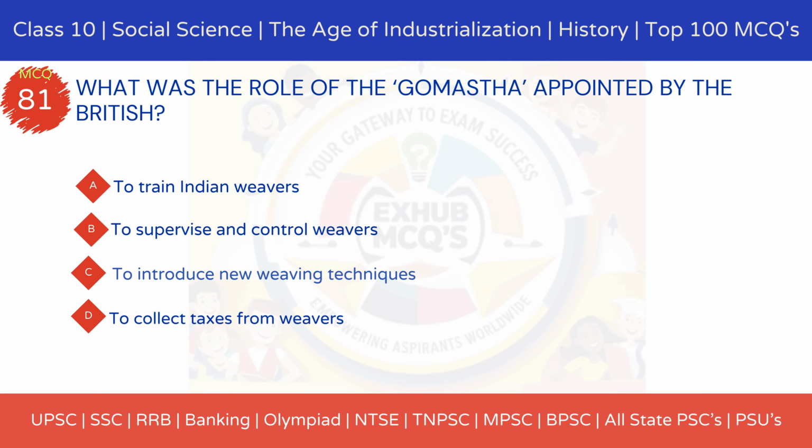MCQ 81. What was the role of the Gomasta appointed by the British? Option A. To train Indian weavers. Option B. To supervise and control weavers. Option C. To introduce new weaving techniques. Option D. To collect taxes from weavers.